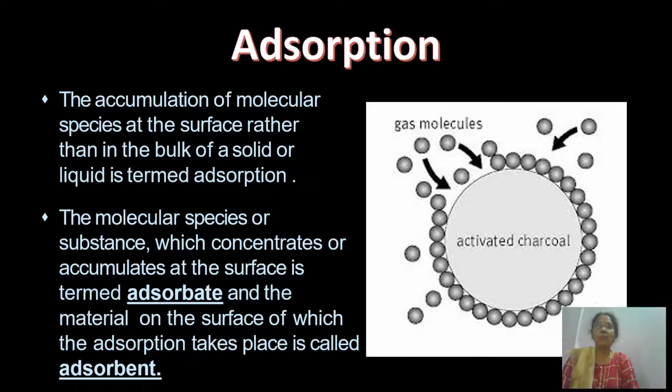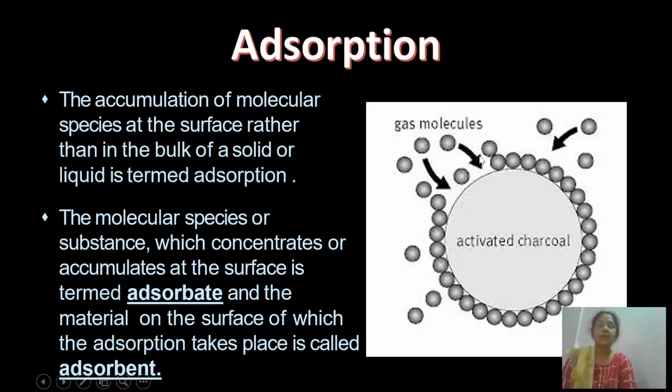The topic related to surface chemistry, the main terminology, is adsorption. Adsorption means that molecular species accumulate at the surface of a solid or liquid. This accumulation of molecular species at the surface of a solid or liquid, more than in the bulk, is called adsorption.